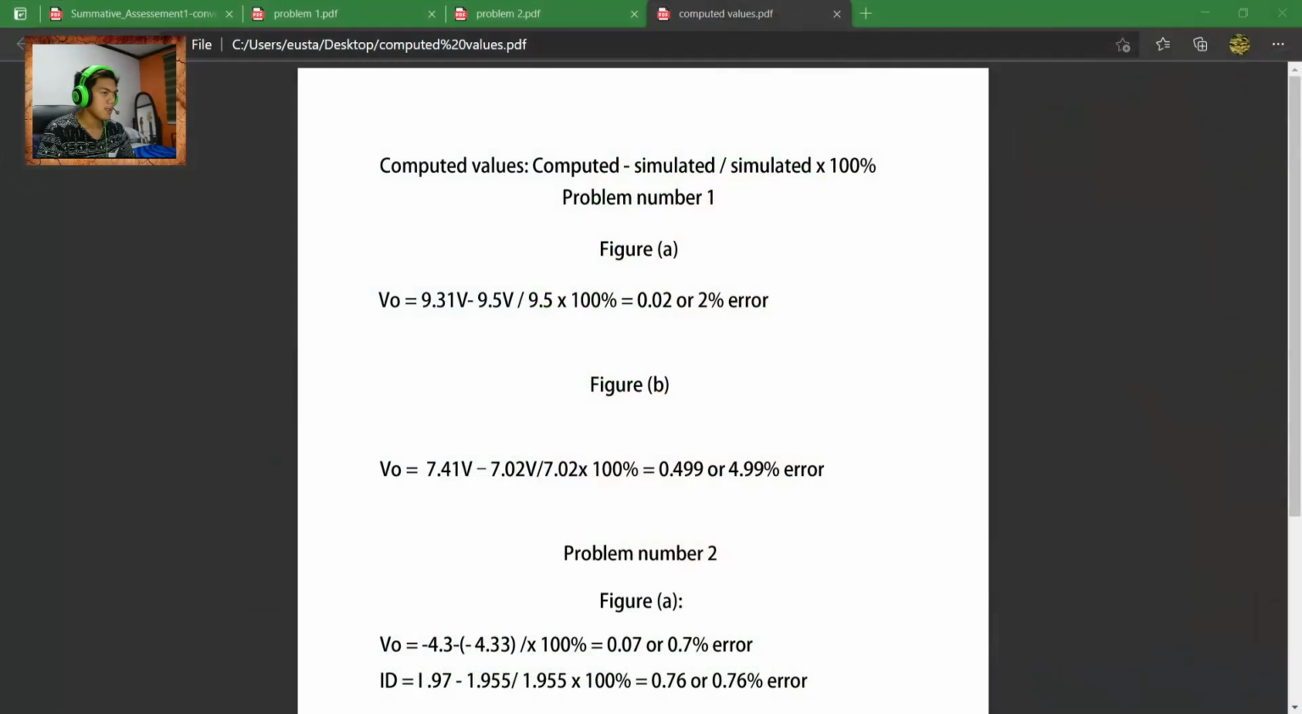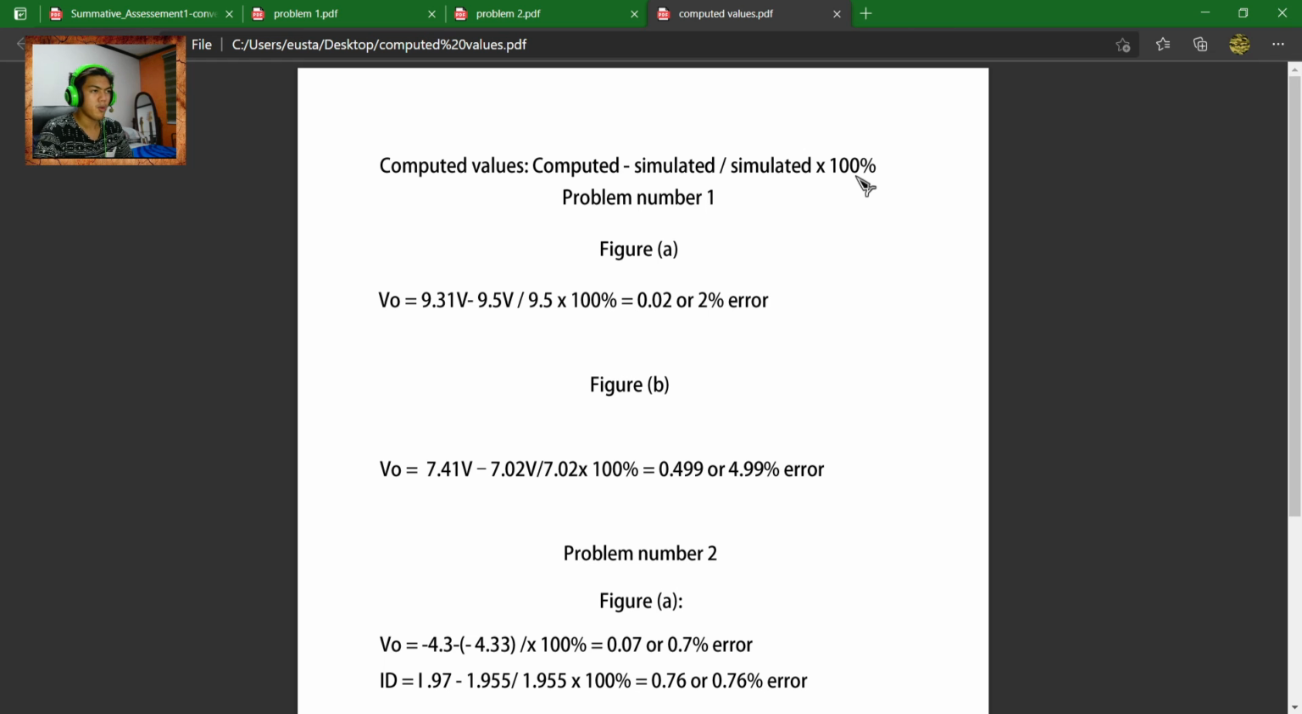Okay, so now we have the values from the multi-simulator, and we have the computed values from our solutions. So now we can solve for the percent error of our problems. This is the formula to find the percent error: computed value minus the simulated value from the simulator, over the simulated value, times 100%.